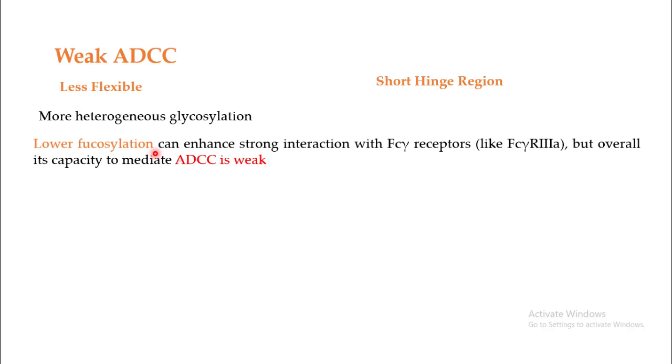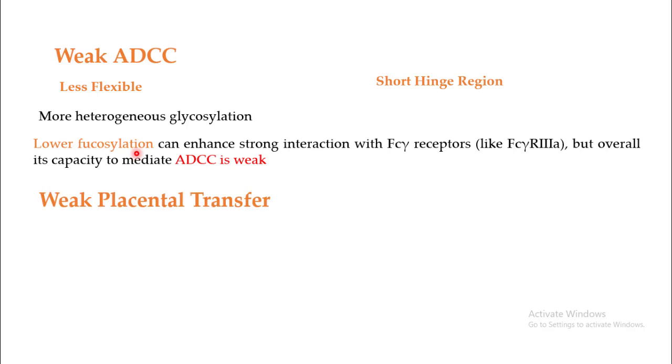But when you talk about immunoglobulin G1, you have to look at a lot of factors. It is not only lower fucosylation that can enhance the strong interaction with the Fc gamma receptor, which is present on the other immune cells; you have to look at the overall structure of immunoglobulin G2. Because of the short hinge region and less flexibility, the ADCC is weak, although it has this lower fucosylation which can enhance strong interaction. So the collective components are making immunoglobulin G2 a weak activator of ADCC.